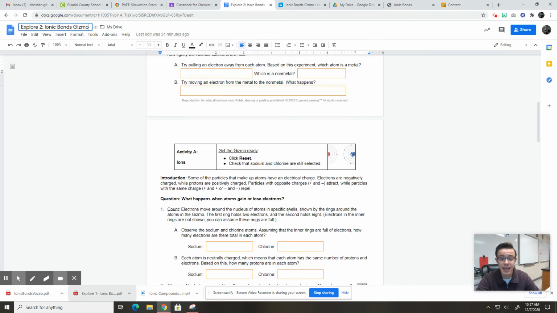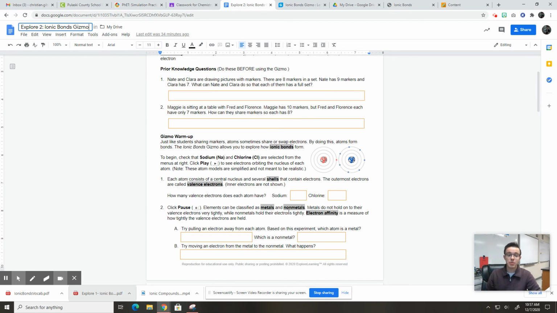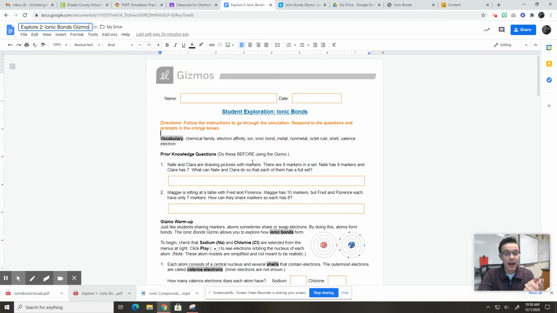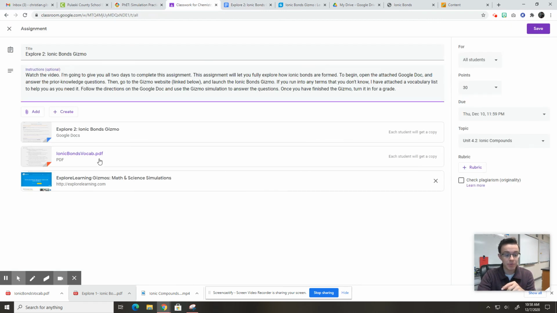If you guys need any help with this at all or are confused by anything, or if you run across a word that you don't know what it means, I have attached a vocabulary bank right here. So if you run across, I don't know what an ionic bond is, you can look up there and it will tell you what an ionic bond is, okay? And hopefully, like I said, this will give you guys a chance to explore and discover these concepts on your own. And if you guys need any help, just let me know, all right?